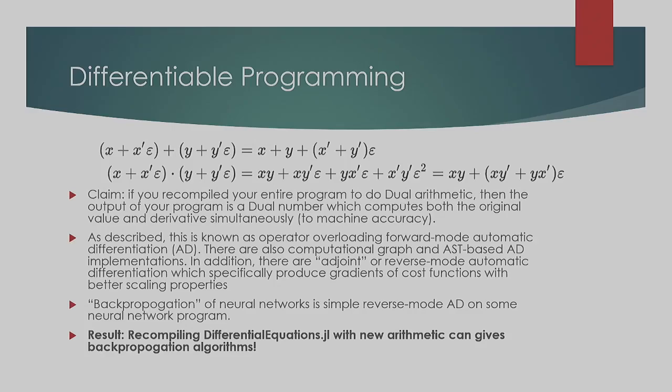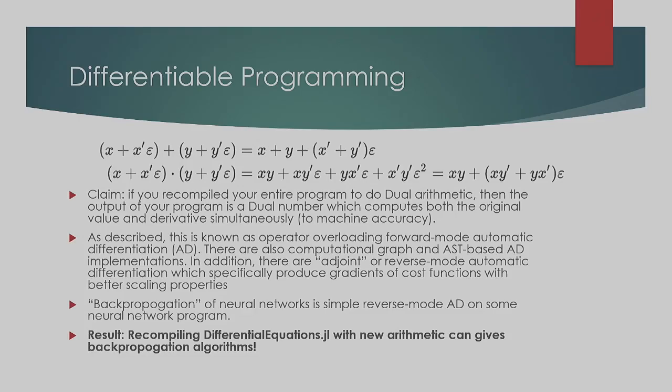So it turns out that if, instead of doing your original arithmetic, you change to this arithmetic, then not only do you compile a program that calculates your solution, but you compile a simultaneous part of your program that also computes the derivative, right? And this is this idea of differentiable programming, where if anything was doing your original arithmetic, you just allow yourself to recompile your arithmetic to do this thing instead. Now you suddenly have built a program that does the same thing as your original program and simultaneously calculates the derivative of the output, right?